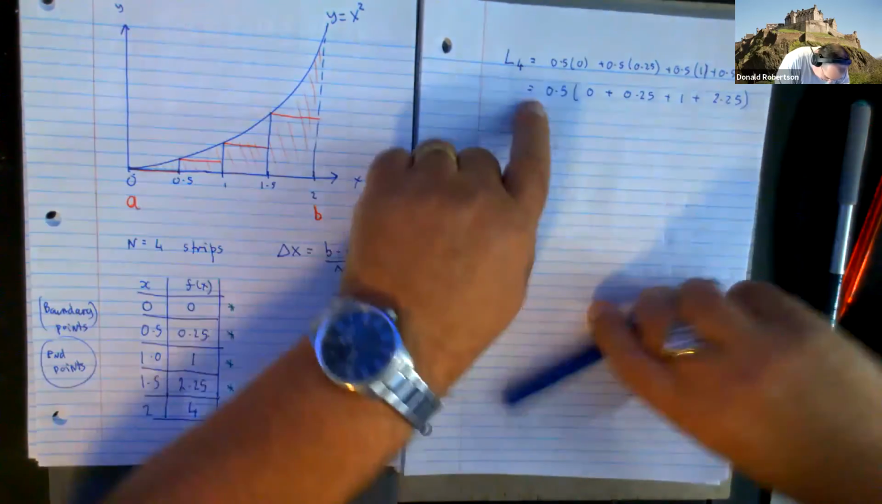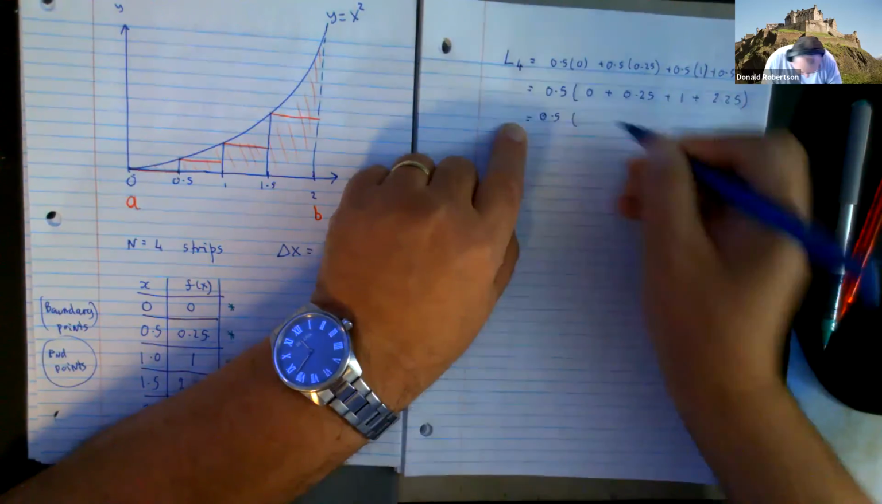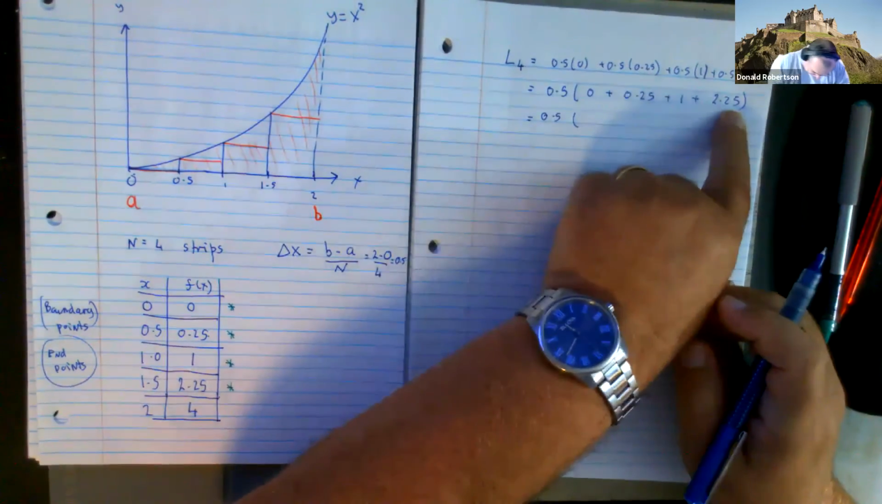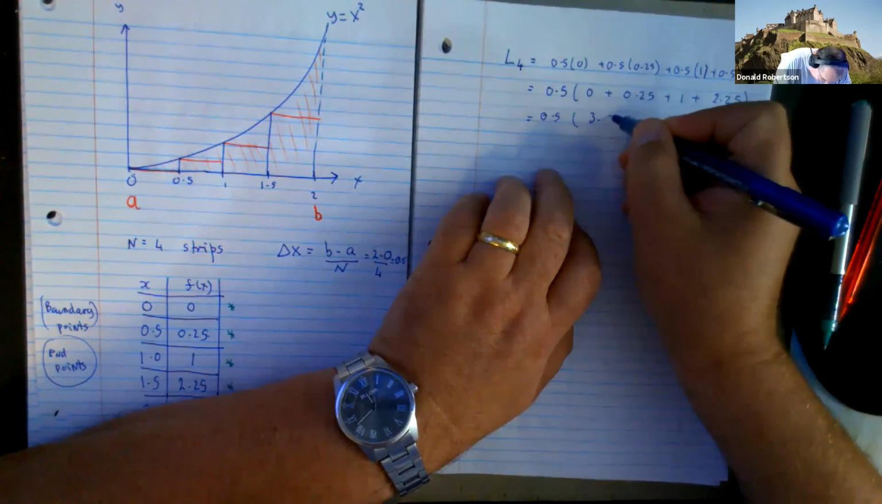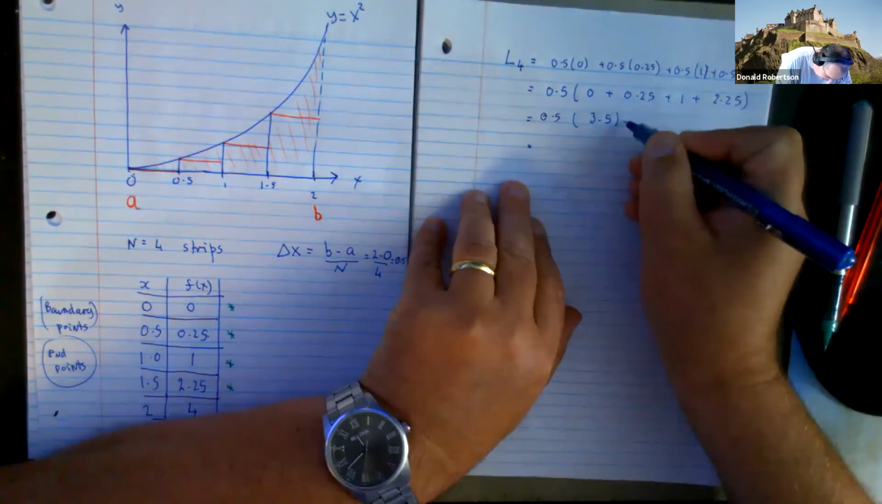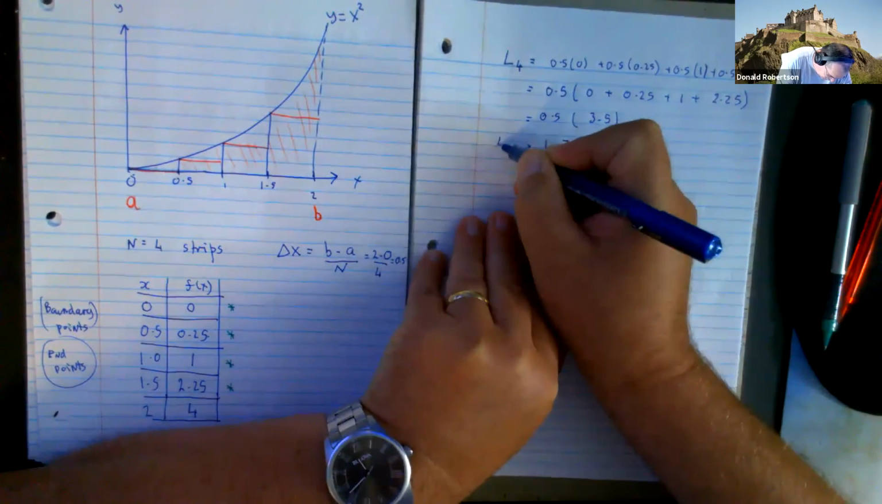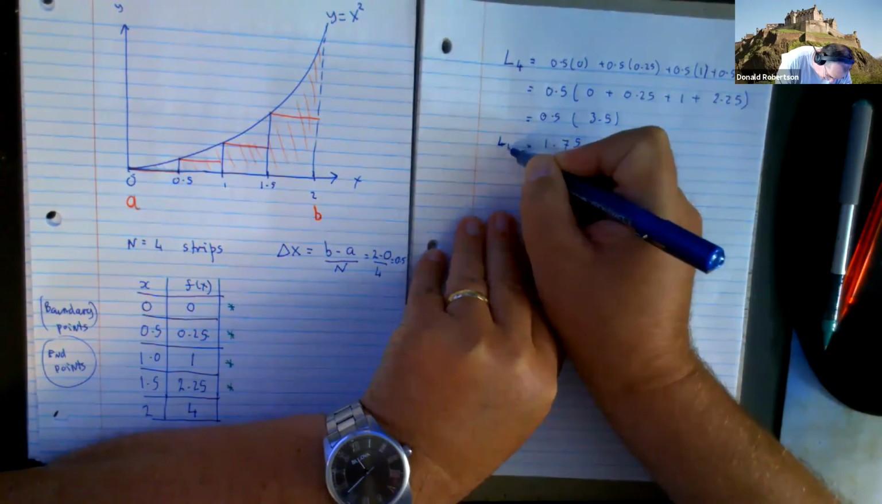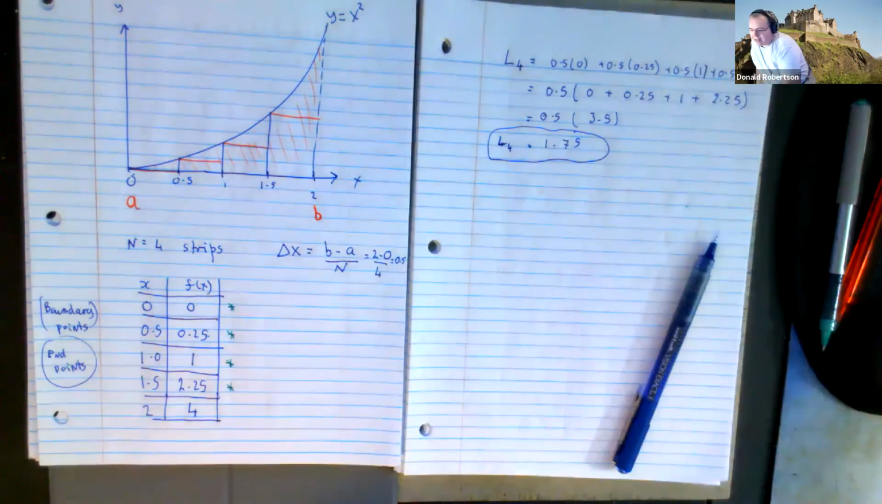Now, in this particular case, it's going to be 0.5, and that plus that plus that plus that, I believe, is 3.5, and that guy gets me 1.75. Are you comfortable with how I found L4 in this question?